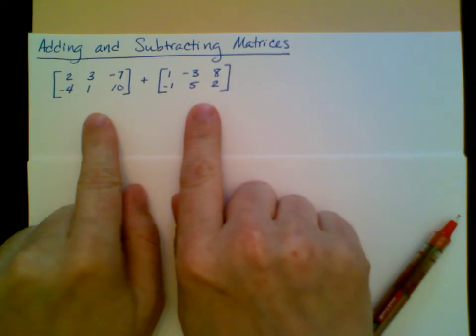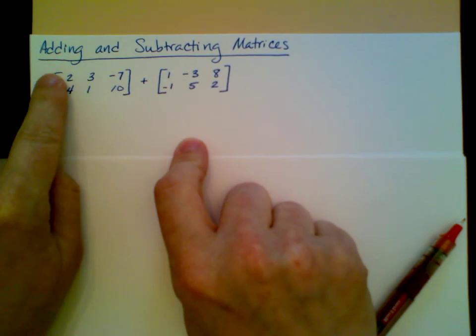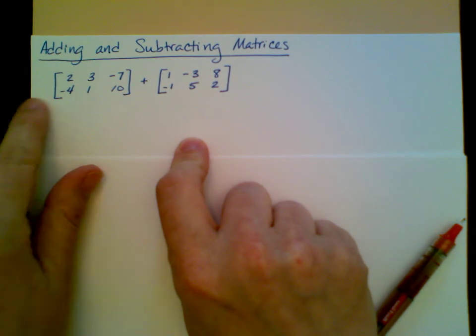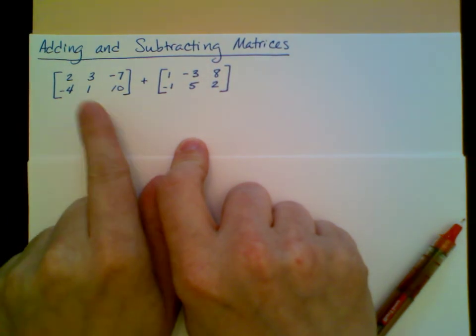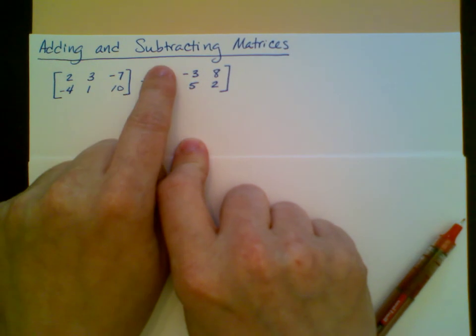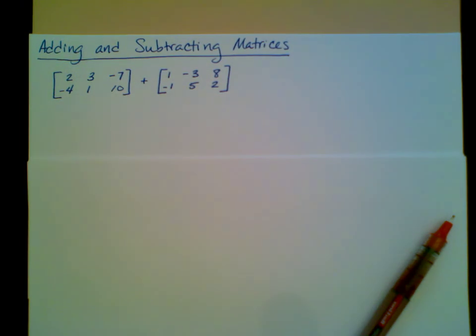Notice that they are the exact same size. This one is a 2 by 3 matrix. It has 2 rows and 3 columns. Remember, the number of rows always comes first. And this one also is a 2 by 3 matrix. That's important because in order to add matrices, you need to have both of them be the exact same size.